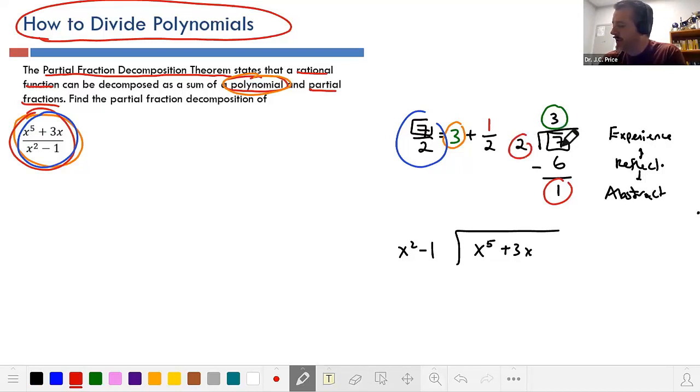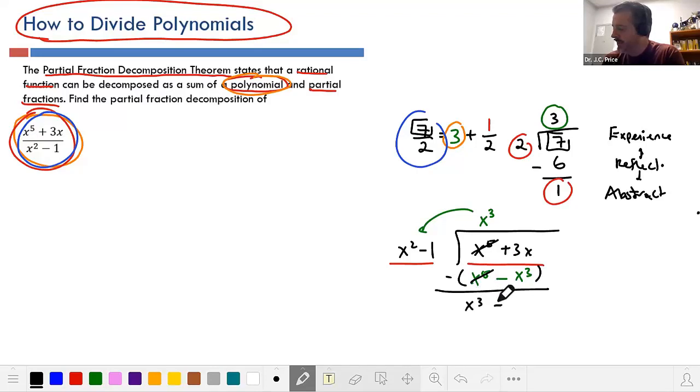Now what do we do? Well, just like this one, where 2 goes into 7 3 times, it's kind of like asking how many times x squared minus 1 goes into x to the fifth plus 3x. Here I'd write x cubed, because x cubed times x squared gives me x to the fifth, and then x cubed times minus 1 gives me minus x cubed. Then I subtract this off from the top, just like here I did 7 minus 6 and got 1. So now the x to the fifths cancel. I have 3x minus a minus x cubed, so I get x cubed plus 3x when I subtract that. And then I do it again.